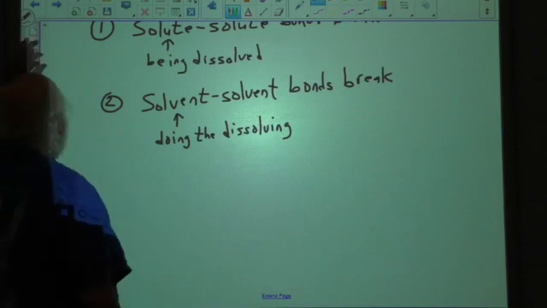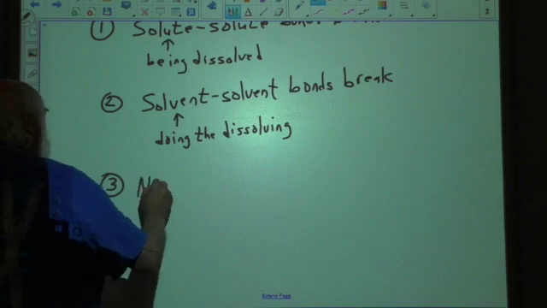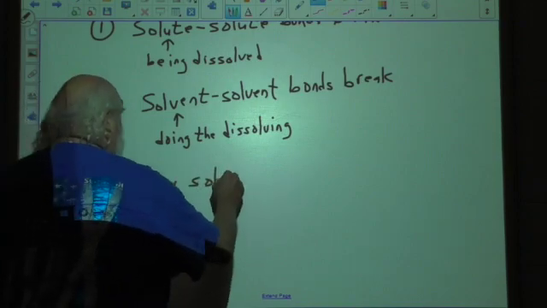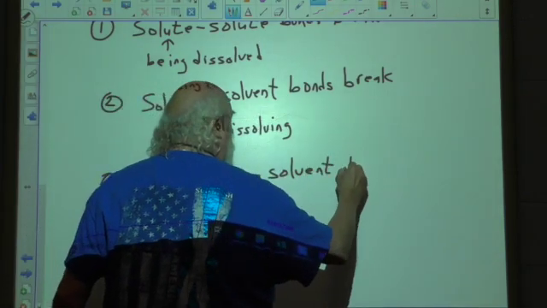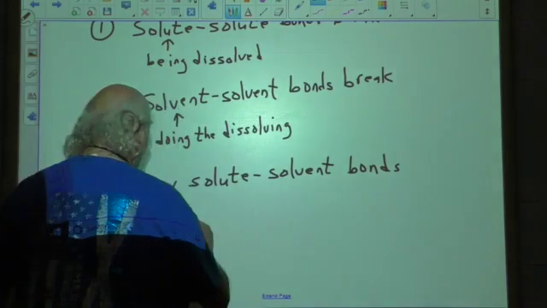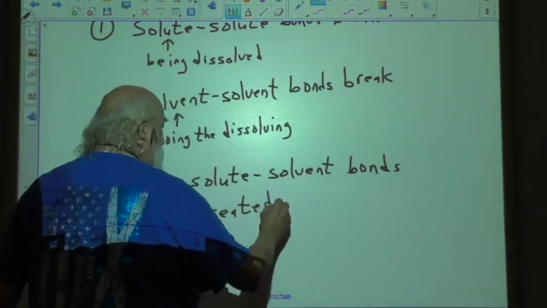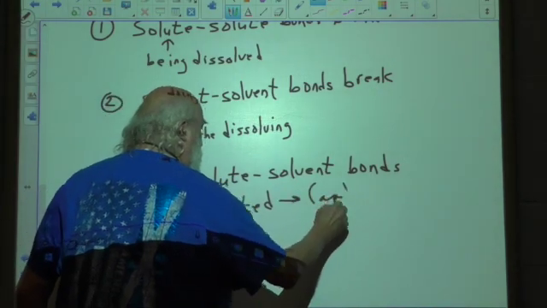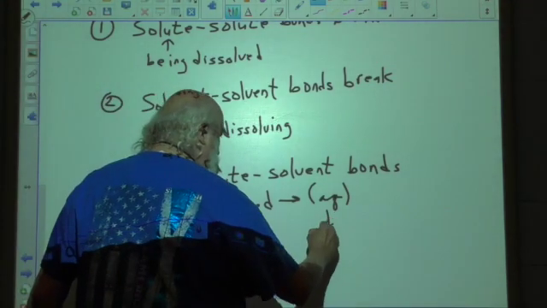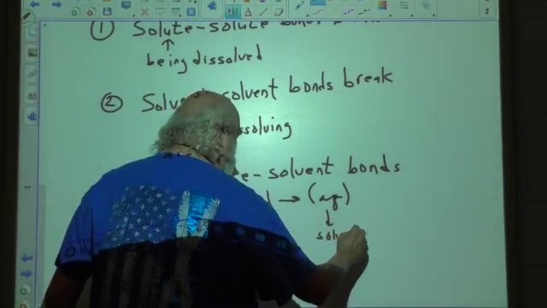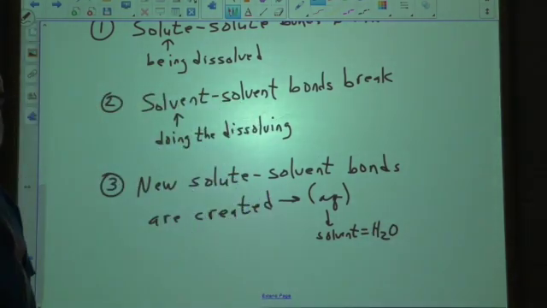All right, and then the third step is that new solute to solvent bonds are created. And that is when we use the aqueous phase, if the solvent is water. Which most of the time it is. Not all the time, but most of the time it is.